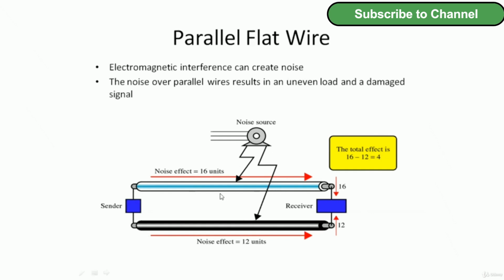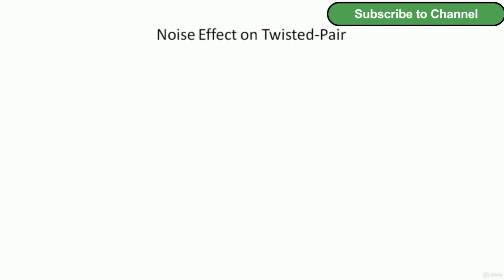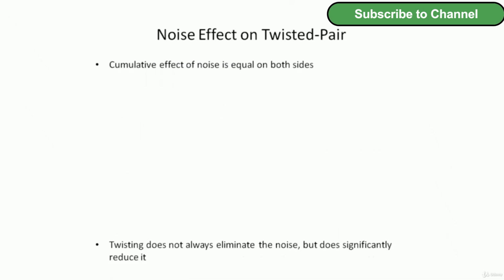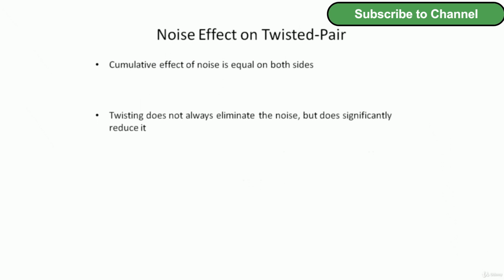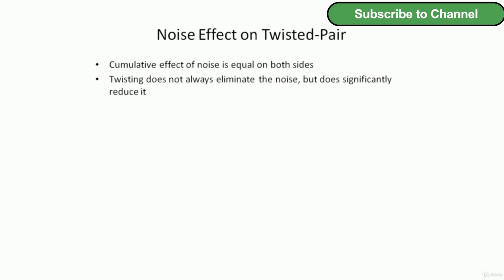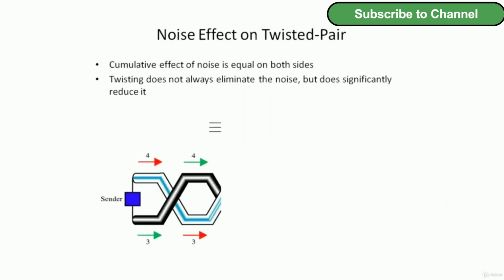So what happened in the parallel flat wire? The total noise effect is of the 4. So what happened on the twisted pair? Noise effect on the twisted pair, that we have to study. The cumulative effect of the noise is equal on both sides, and twisting does not always eliminate the noise, but does significantly reduce it. We can see with this figure.